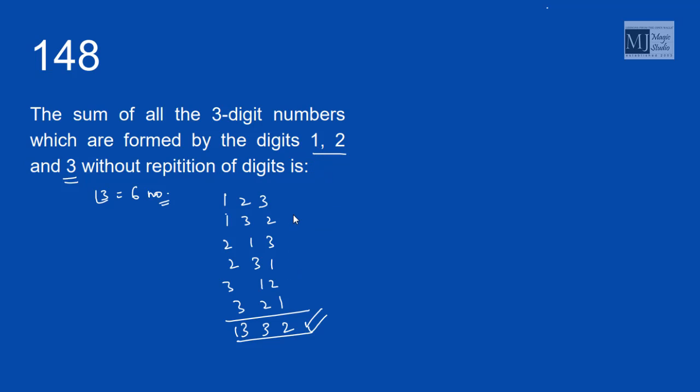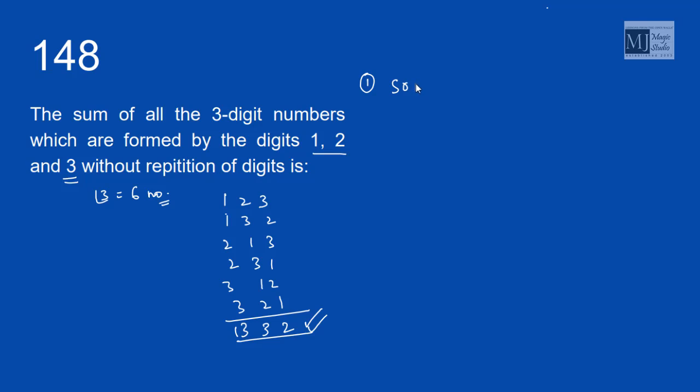But what if 4 digits are given, or 5 digits are given? Then obviously with 4 digits we would end up getting 24 numbers, and with 5 digits we would end up getting 120 numbers. Then it won't be easy for us to list down all the numbers and then add up. So there should be some process to do this, and the process is a very cute, small process. Let's learn the process quickly.